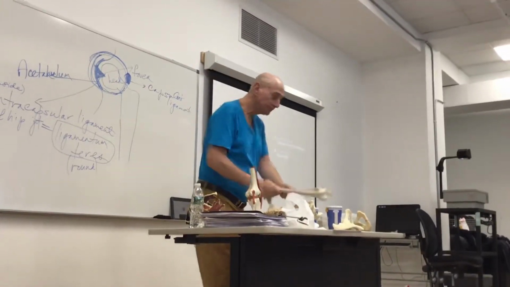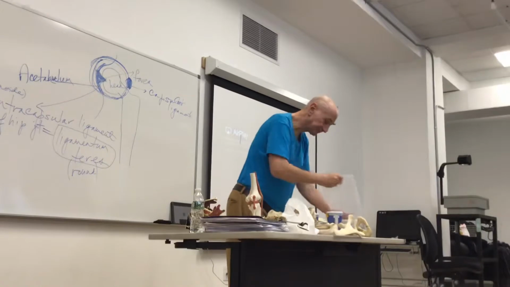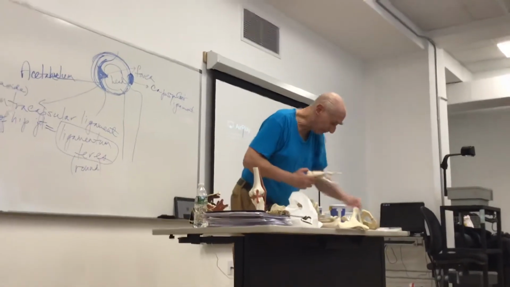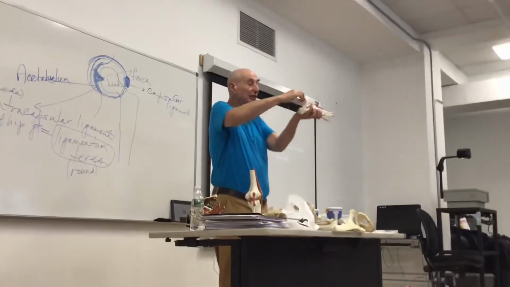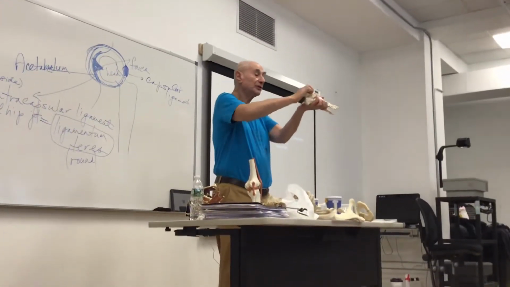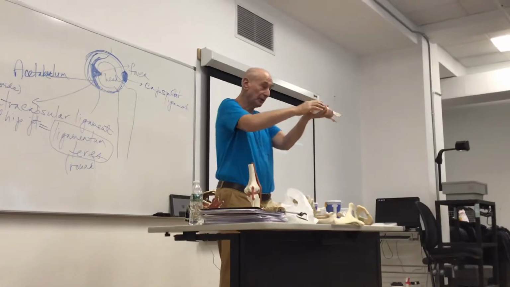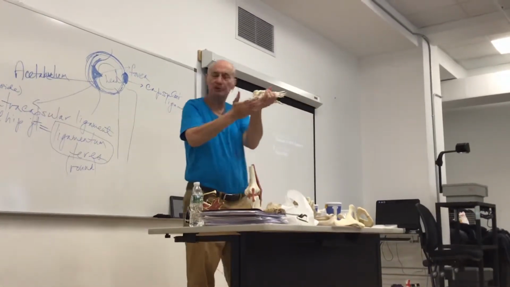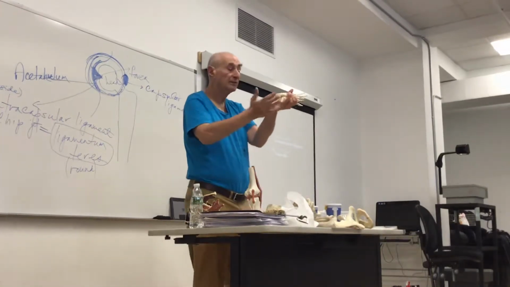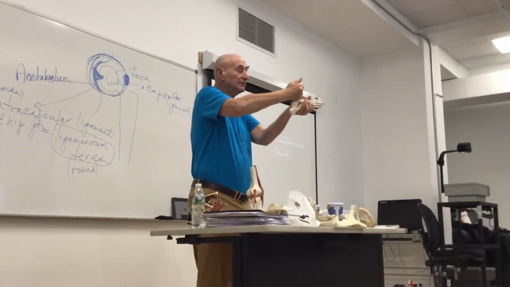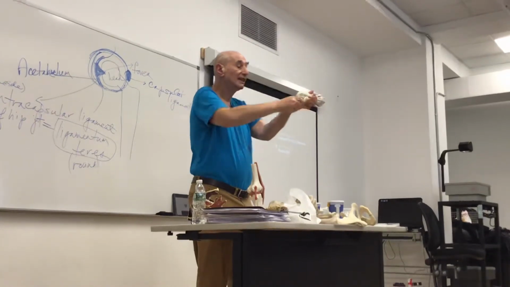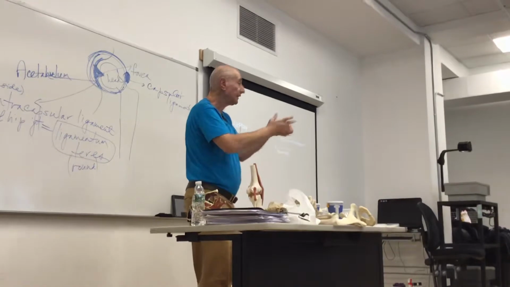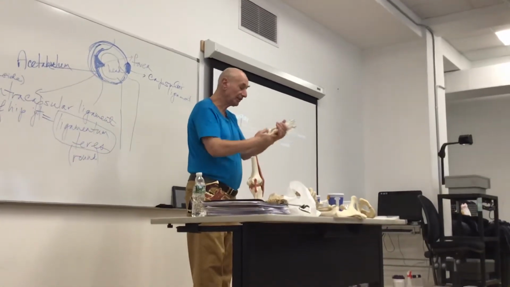Calcaneus, and actually I did bring feet. No, this is talus. You can see all of the smooth stuff is for the articulations forming the ankle joint. Calcaneus, heel bone, the largest, strongest, most weight-bearing tarsal, but not in the ankle joint. The ankle joint is between the tibia and fibula and talus. Calcaneus is not in the ankle joint.